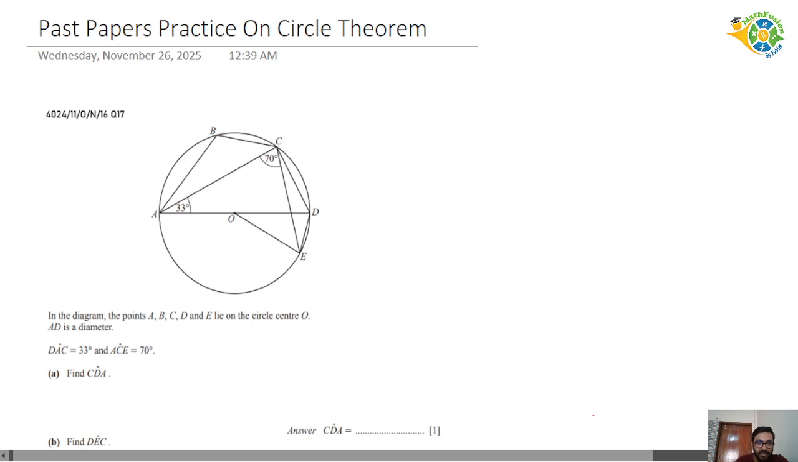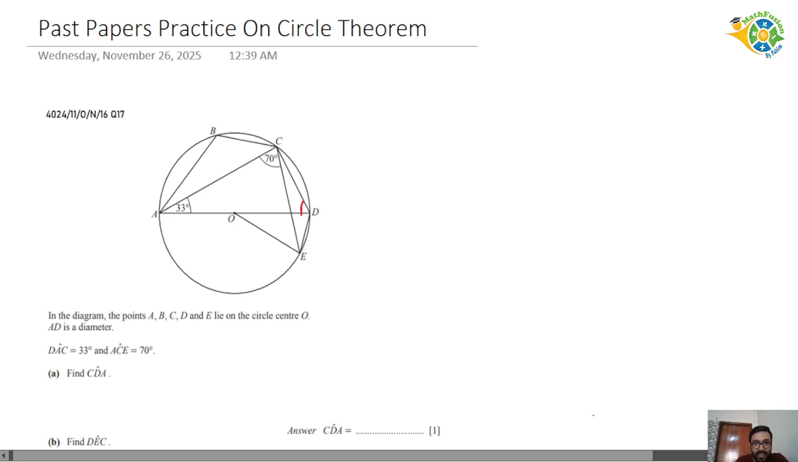So the first question is, in the diagram the points A, B, C, D, E lie on the circle center O. AD is the diameter and DAC equals 33 degrees and AC equals 70 degrees. They tell us to find CDA. So we need to identify CDA on the diagram. So CD is here.